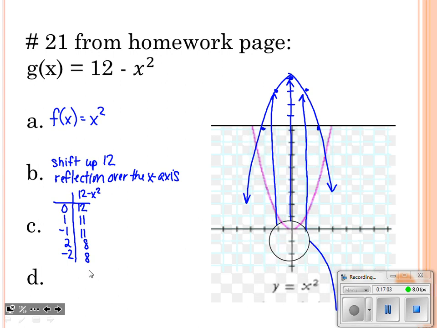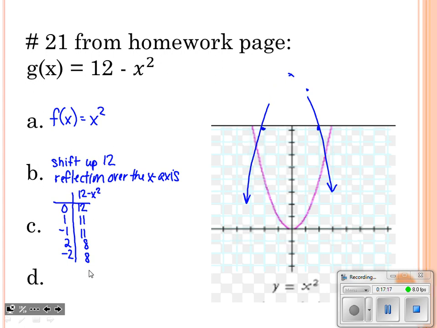But when you're done with your graphing, you should be able to go back and see those transformations on your picture. And I think you can tell that it was flipped upside down and then it was raised 12 units. So you can see both transformations that were in this one.